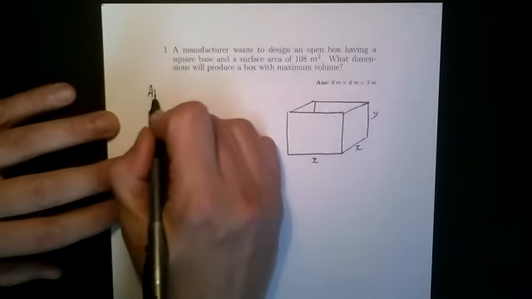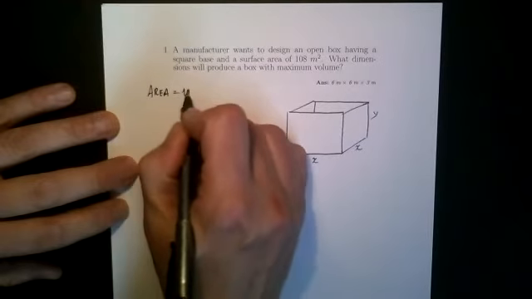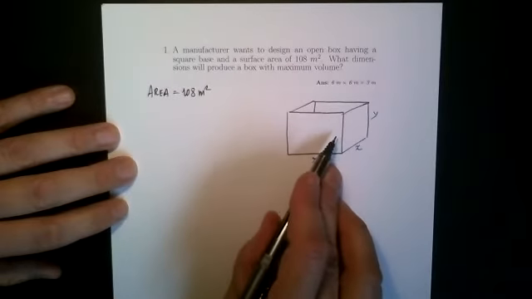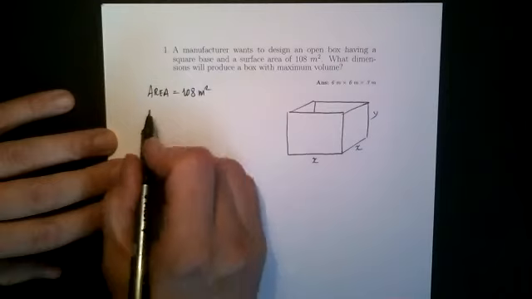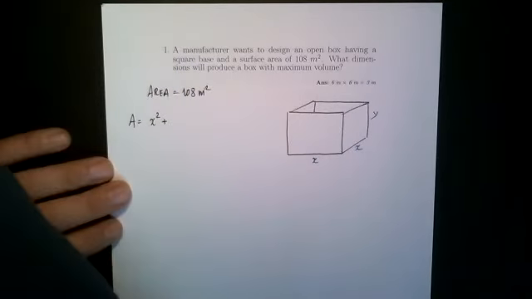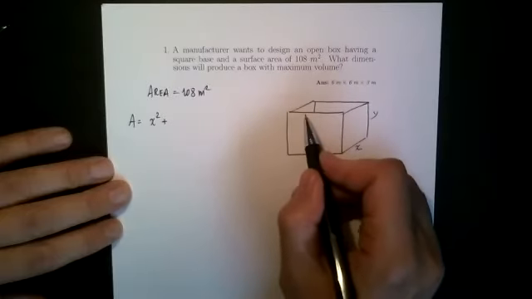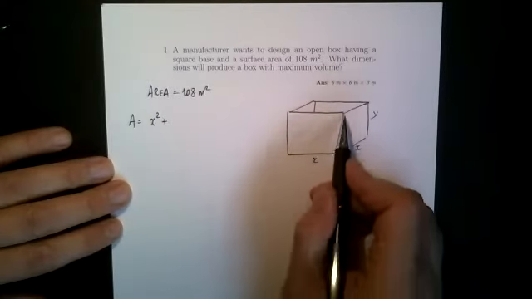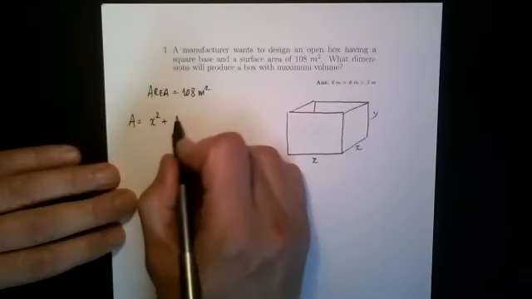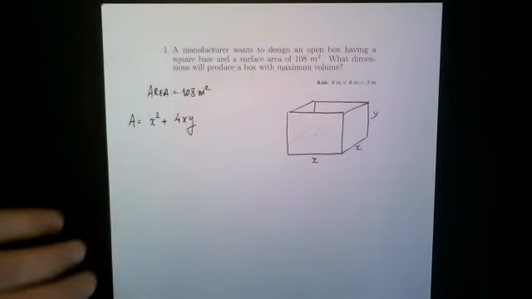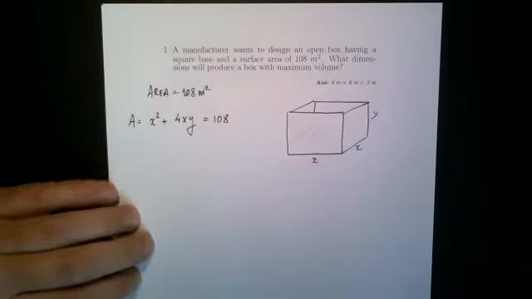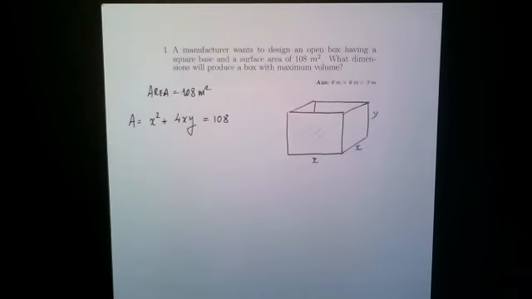So area is 108 meters squared. So what's the area of this box? It's the area of the base, which is x², plus the area of each face, which is xy, and there's 4 of them, so 4xy. Okay, and this has to equal 108. Good? No questions so far?